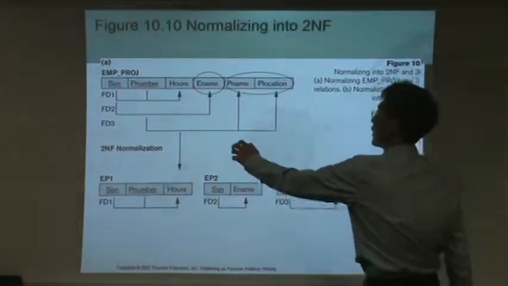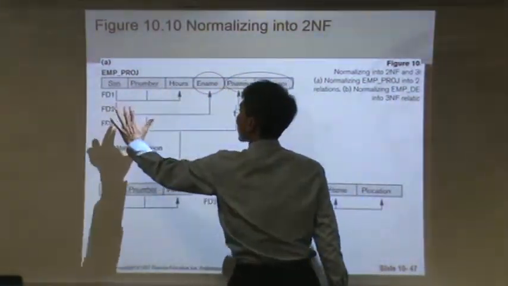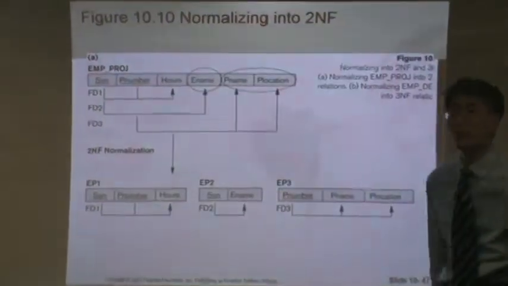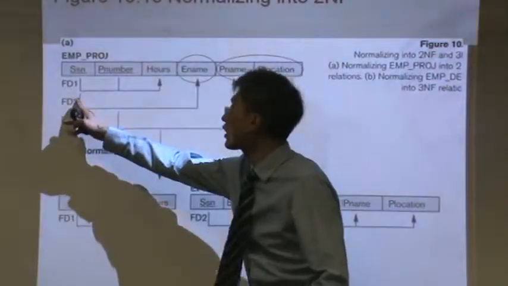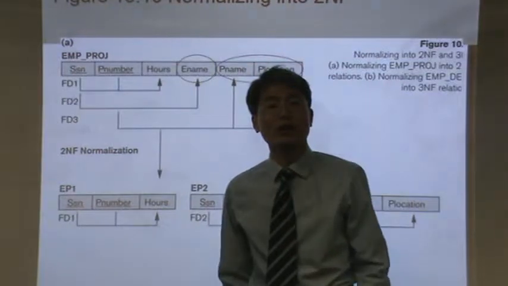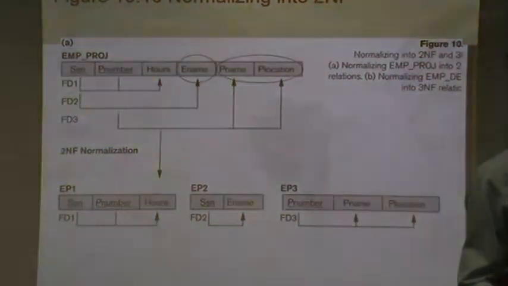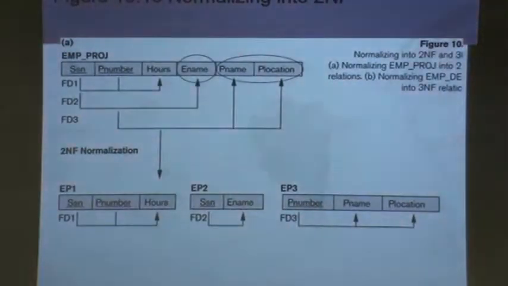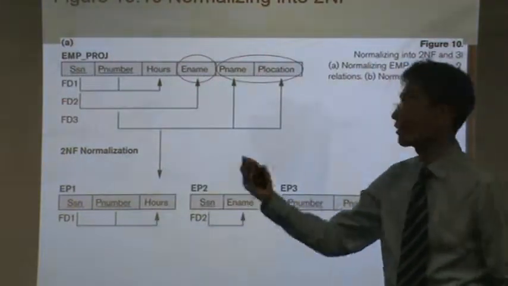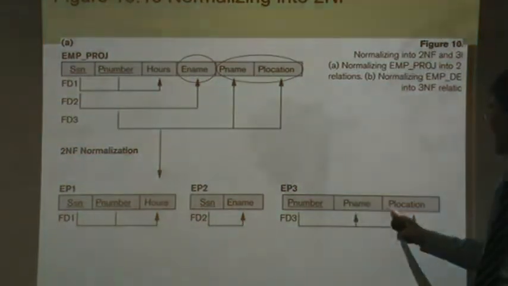One is social security number plus P number determine hours. The social security number determines E name. The P number determines P name and P location. There exists a partial dependency, even two partial dependencies. So what is the solution? How can we make the second normal form? Decomposition, segmentation. You can take out this partial dependency part, like the social security number determines E name, and P number determines P name and P location.